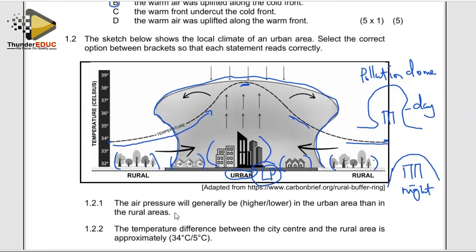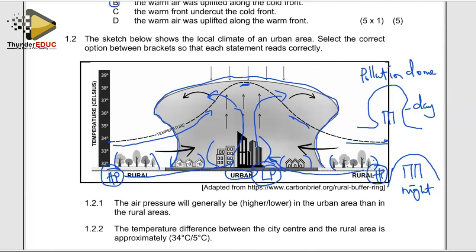So as a result, we tend to find that the pressure in the rural area will be typically higher. So you will tend to see that there is now going to be a tendency of the drive of air from rural areas to urban areas due to pressure gradient force. The air is going to be driven into the urban area from the surrounding rural areas because there's low pressure. The implication is there's now convergence in the urban area and the air is going to uplift and is going to diverge in the upper atmosphere like that.